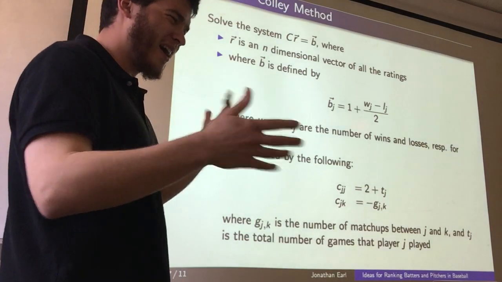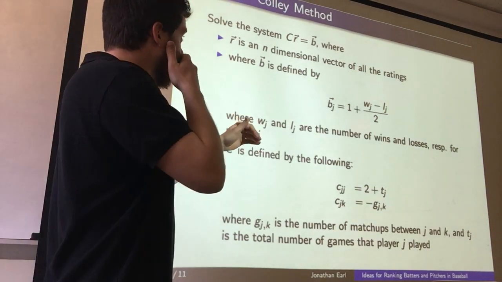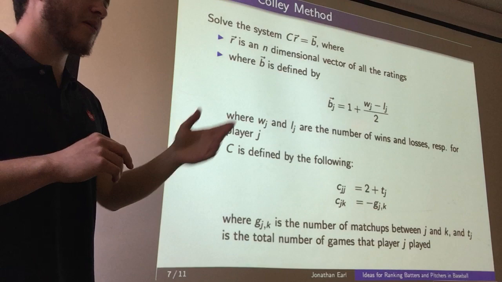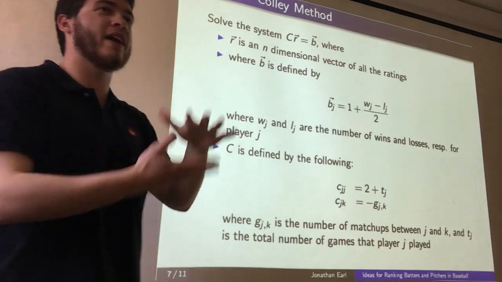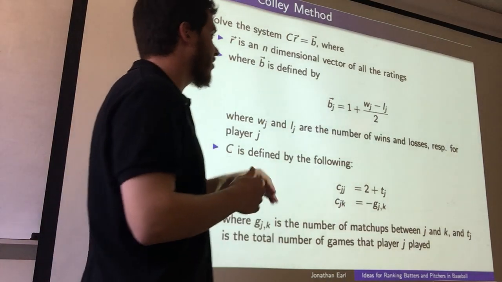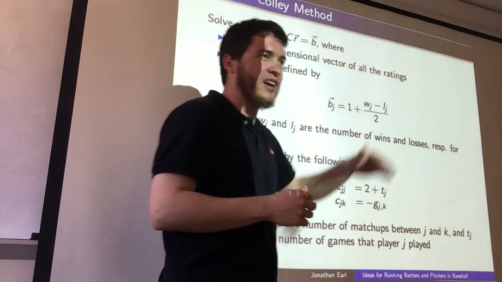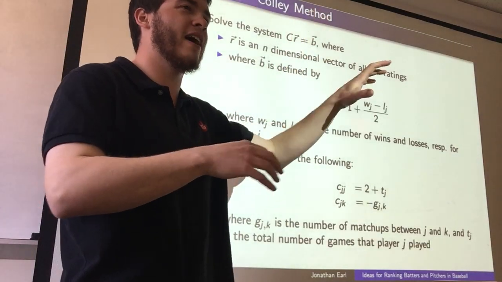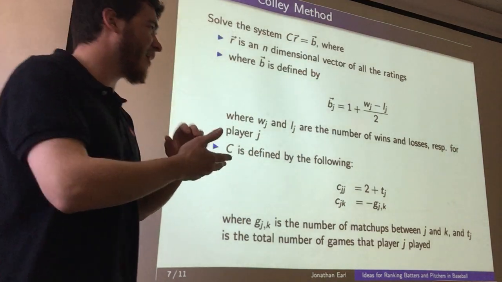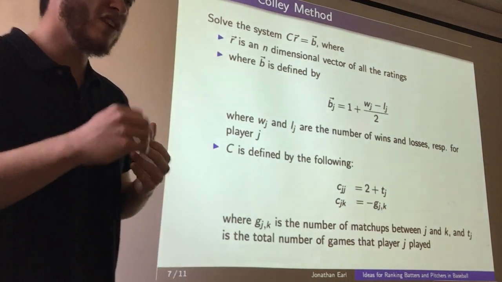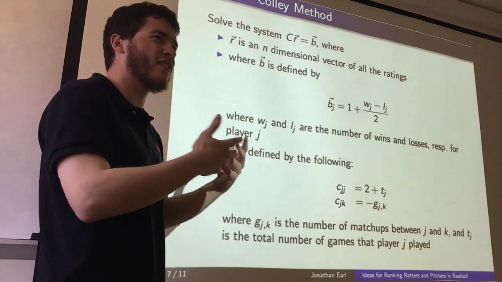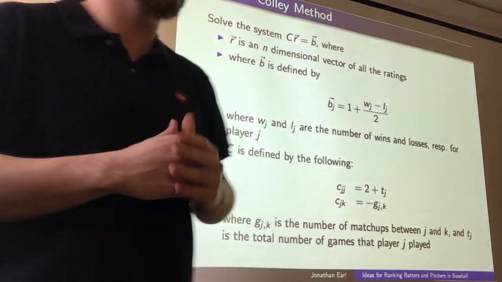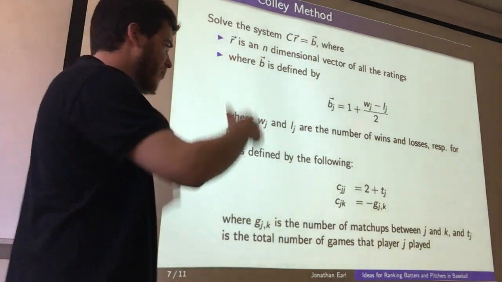To skip over how Colley came up with his derivation, I'm going to say I'm trying to solve this system Cr equals b. r is the solution vector, and it holds all of my ratings for all of the players. Inside of the b vector, I'm going to put the quantity 1 plus (W_j minus L_j) over 2. So I take all of the wins that a player has, subtract off all the losses, divide that by 2, and then add 1. It's kind of like an average between the wins and the losses, and then I'm adding the 1. The reason for the 1 is just in his derivation, which isn't overly important here.